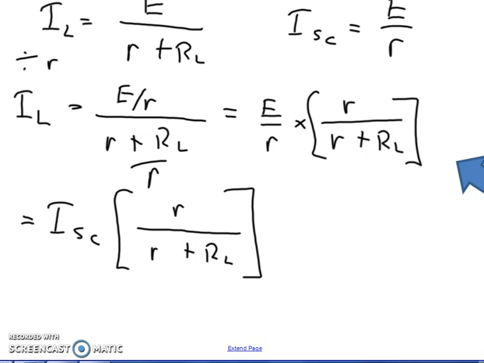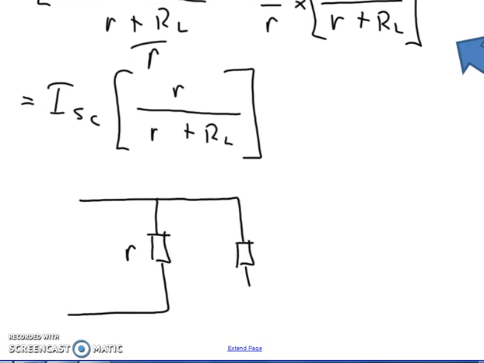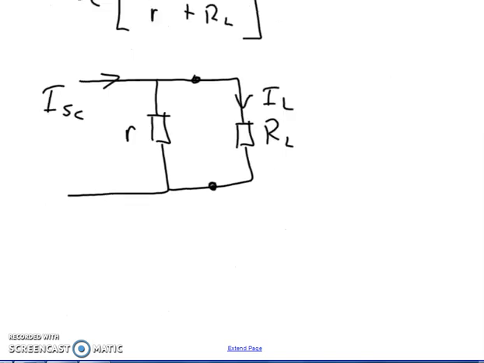This particular expression is seen when we are sharing current between two resistors, one labelled R and the other labelled RL. The incoming current being shared is ISC, and the load current is the current that flows in RL. So in this situation, it appears like a source of current has been shared between two resistors. This is the principle of the Thevenin equivalent circuit.